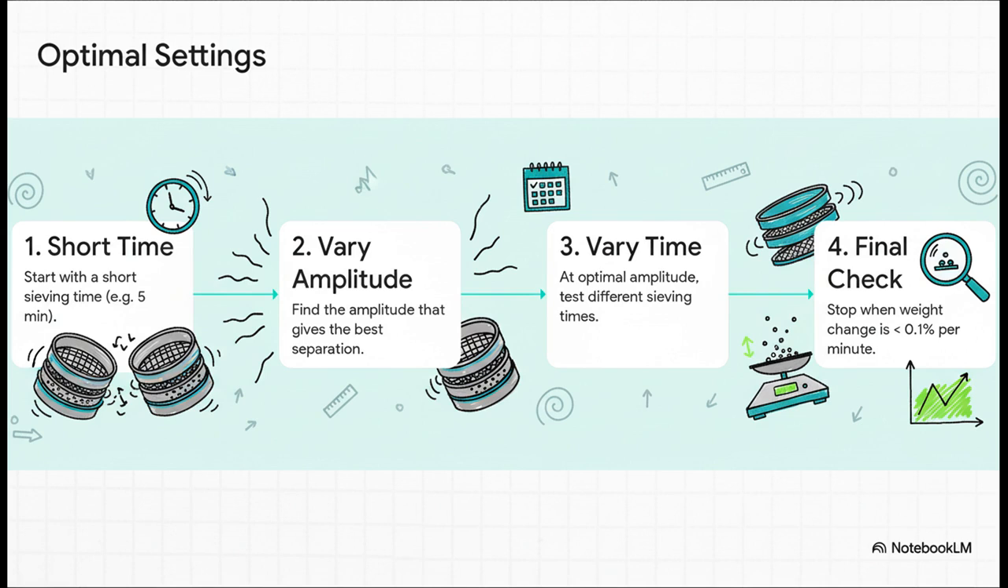Once you lock that in, you test different sieving times. You know the test is officially done when shaking it for one more minute changes the weight on any given sieve by less than 0.1%. That's how you know you've hit a stable, true result.